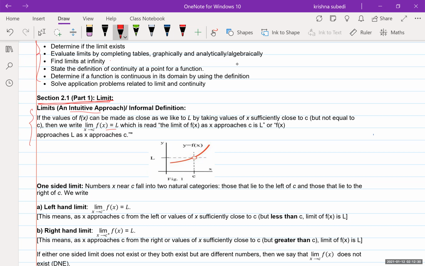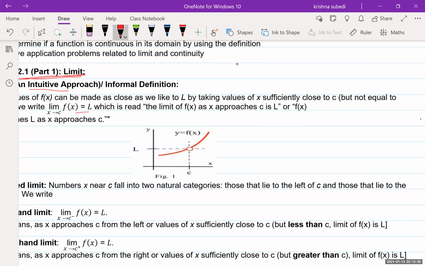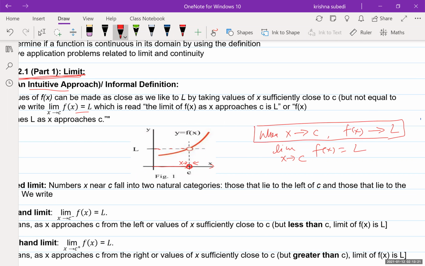What it means is, look at the figure. Here, this is the x-axis, as your x approaches C, maybe from this side, or as x approaches C from this side, meaning we are talking about when x is close to C, your y value, which is f of x, is close to L. This is called limit, and we write this statement as limit x tends to C, f of x equals L. So when x is close to C, then f of x is close to L. But the mathematical way of writing this is this.